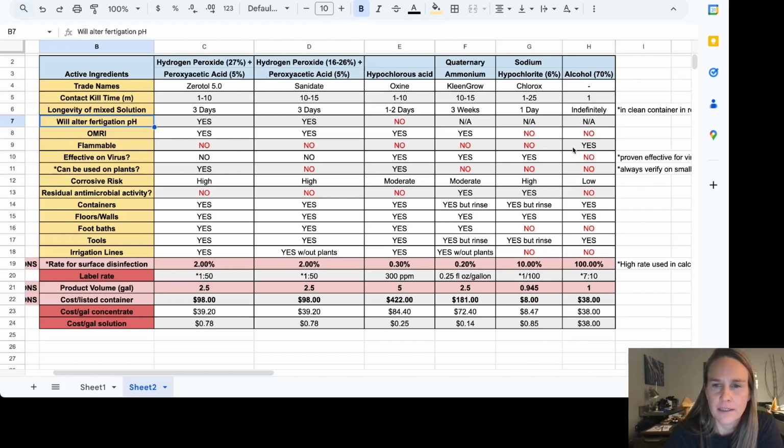Everything but alcohol and sodium chloride is OMRI approved. It's only the alcohol that's flammable. Next, effective on virus.